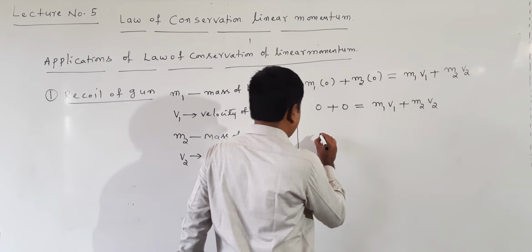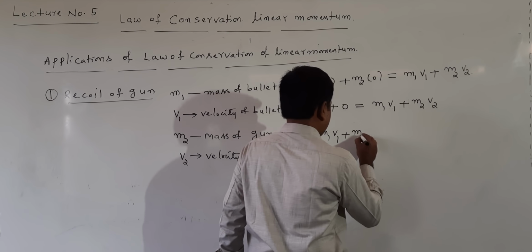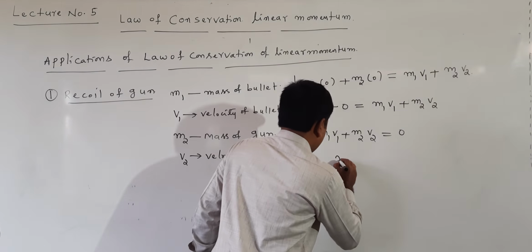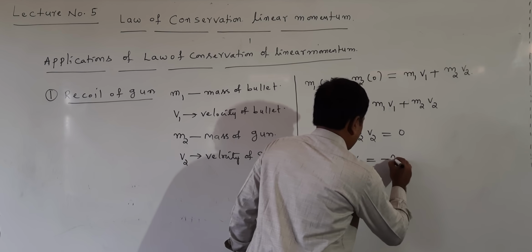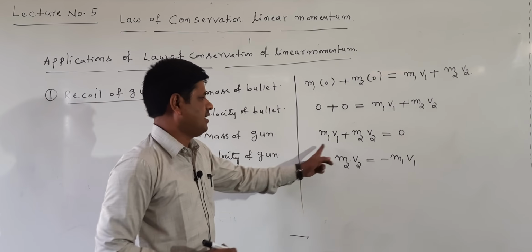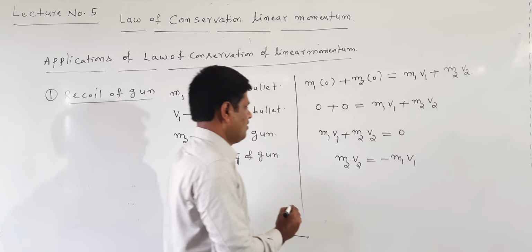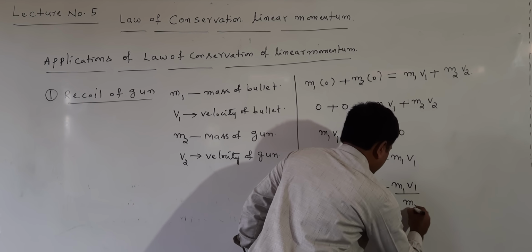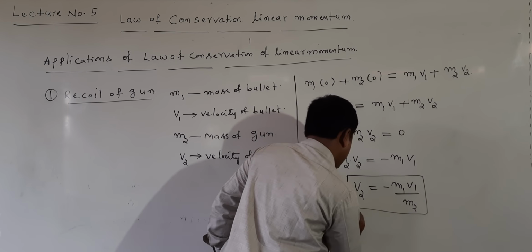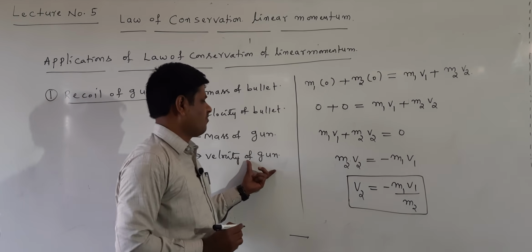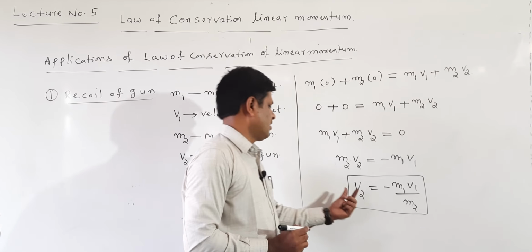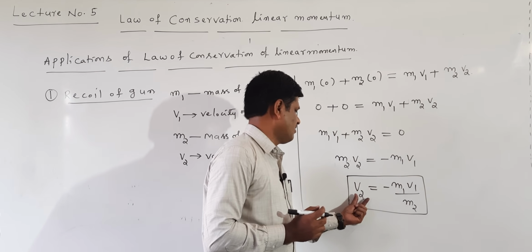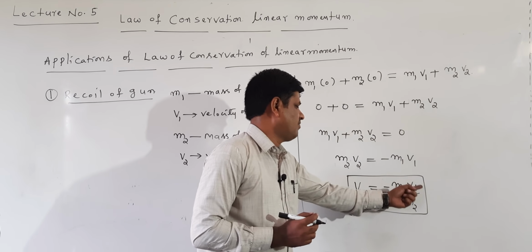Now from this we write m1 v1 plus m2 v2 equal to 0. From this we get m2 v2 is equal to minus m1 v1. Taking the term to the other side, plus becomes minus. Now v2 is equal to minus m1 v1 by m2. This v2 is the velocity of the gun after firing of the bullet, that is minus m1 v1 by m2.